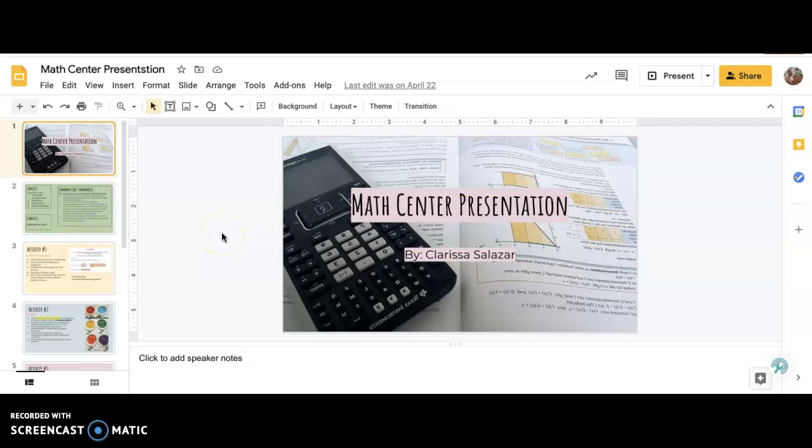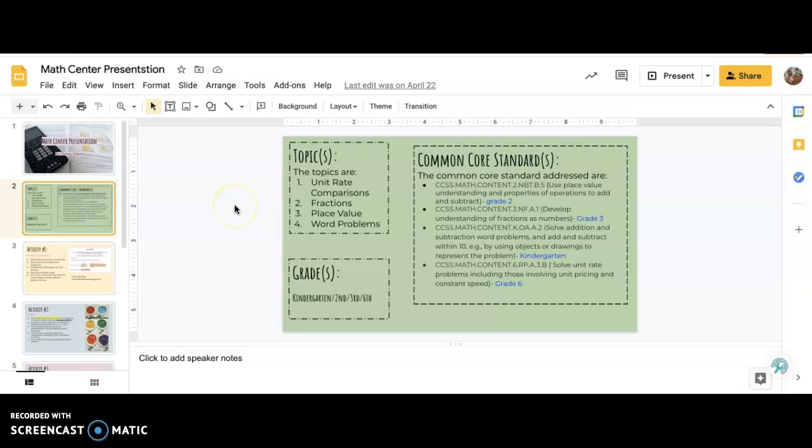This is my Math Center presentation, which is for the Math Center Wiki. The 4 topics I will be talking about are unit rate comparisons, fractions, place value, and word problems. The grades that are involved with the 4 topics are kindergarten, 2nd grade, 3rd grade, and 6th grade.